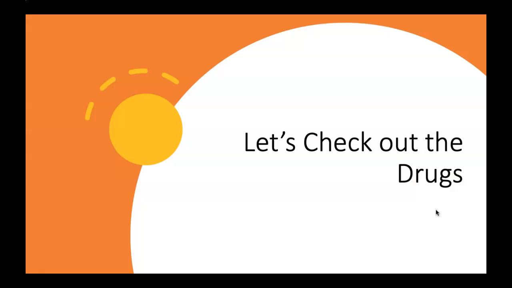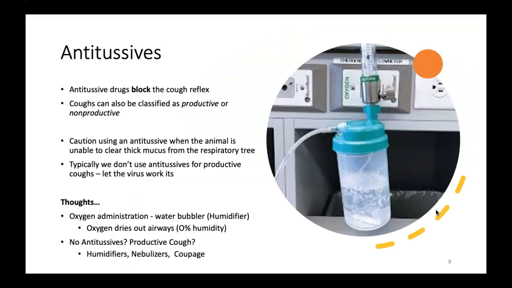Okay, so now we know the different types of coughs and that yes, coughing can be a really great protective mechanism, but too much coughing can cause issues for the body. So let's check out the drugs that we might use for coughing. The word antitussive is a general word given to drugs that stop the cough. So they block the cough reflex. Coughs can be classified as productive or non-productive, as we mentioned, and we'll carry on talking about productive versus non-productive in the choice of drugs that are often used for each case.